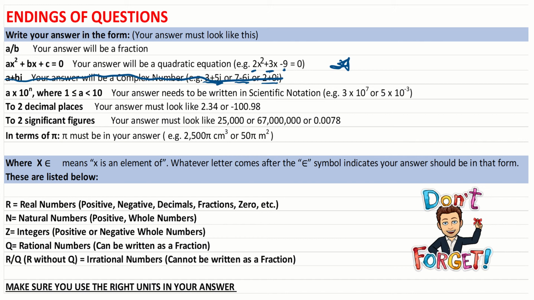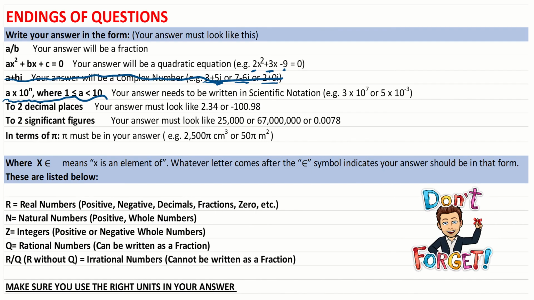For the fourth one here, I'll just get rid of those scribbles. That is a fancy way of saying they want your answer in scientific notation. So if your answer was the number 3000, well, 3000 is no good because they want your answer in scientific notation. What that means is they want you to write it as some number, a, by 10 to the power of another number, and your a, the number that you started off with, has to be in between 1 and 10.